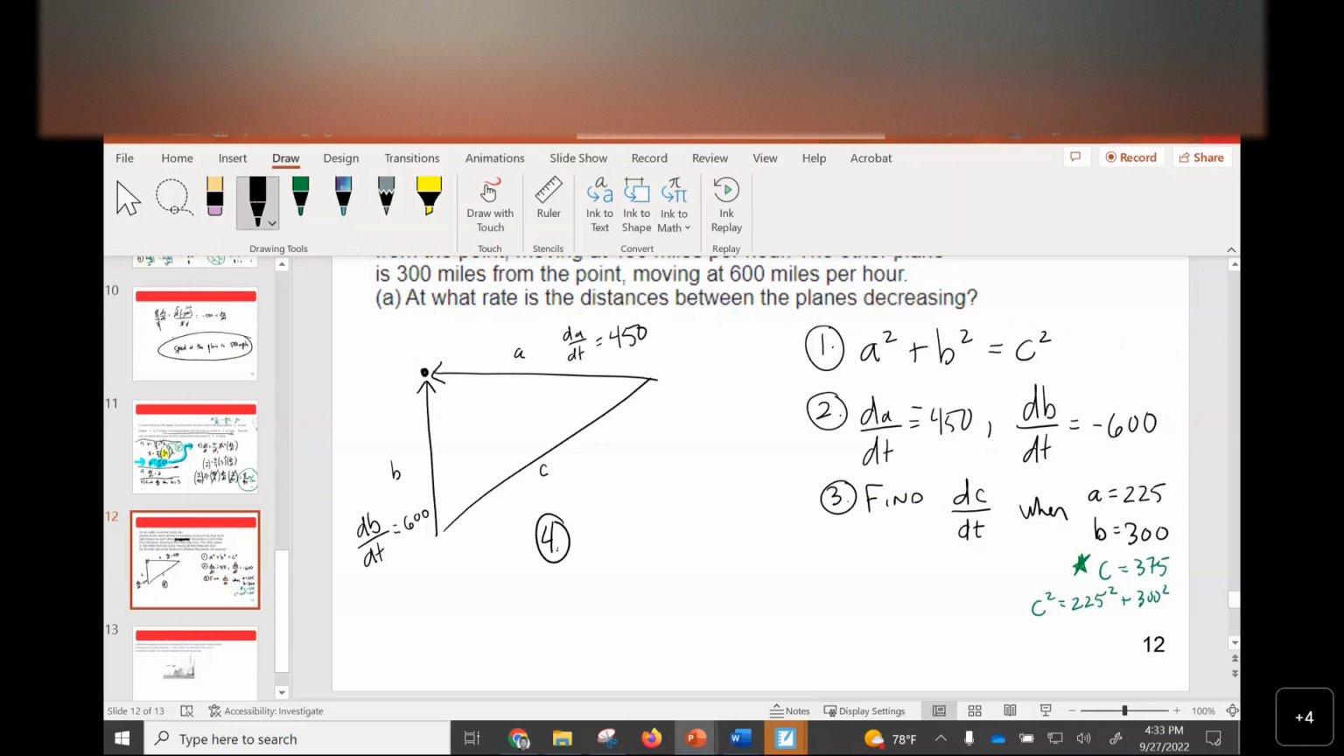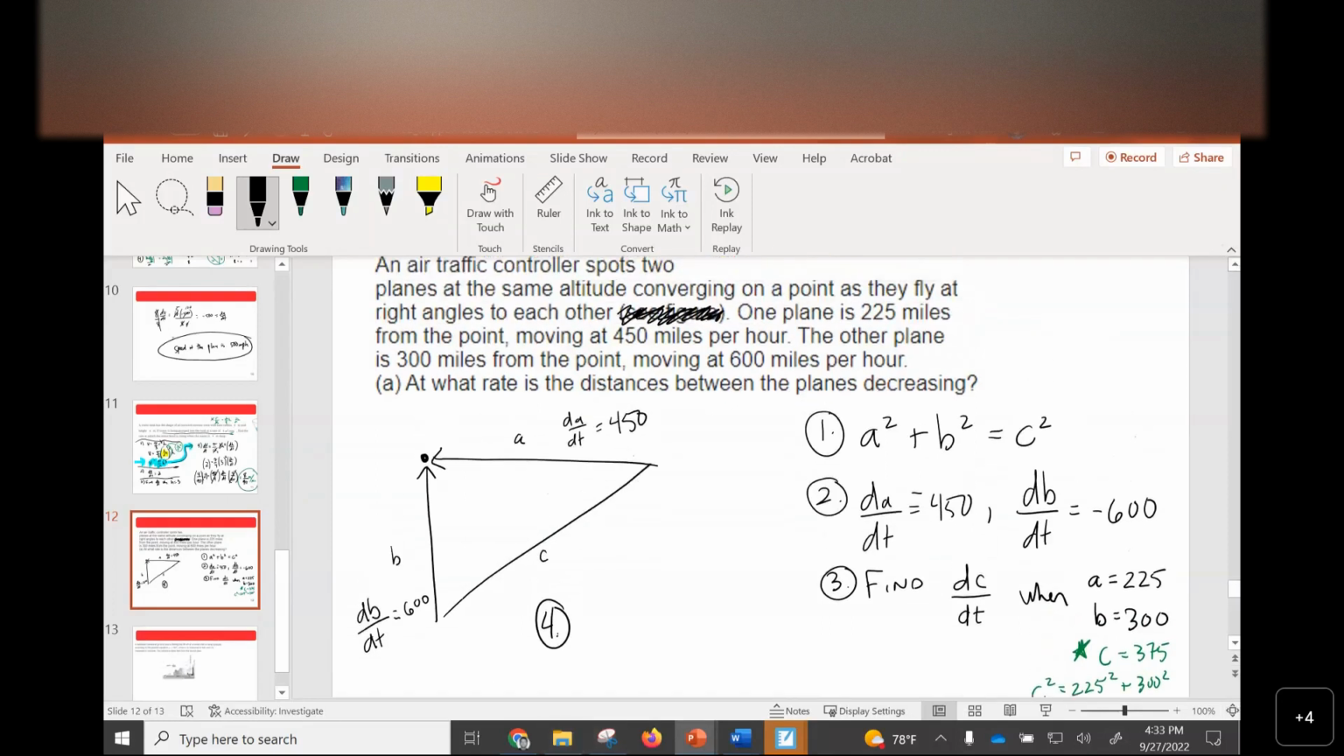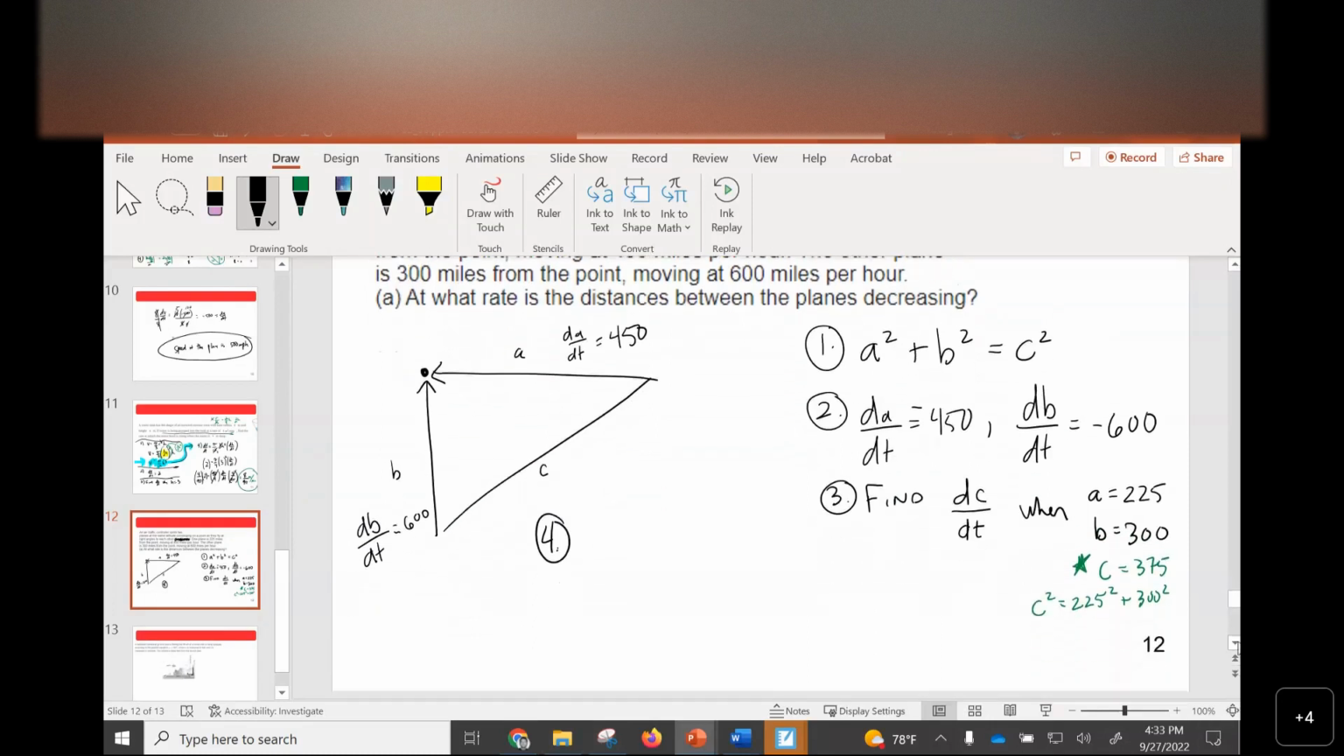Okay, so I got the setup here. Once I drew my picture, I realized I got a right triangle. They're flying at right angles to each other. That's the hint. They're flying right towards one another to a point, so it's a right angle, right? I got a distance A, a distance B, and the distance between the two we can call C. Doesn't matter what you call it. So my relationship between distances is A squared plus B squared equals C squared.